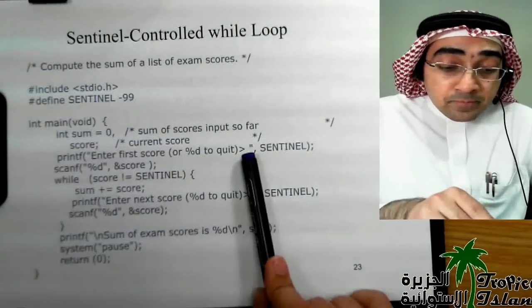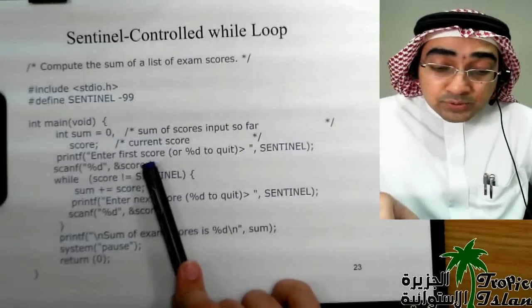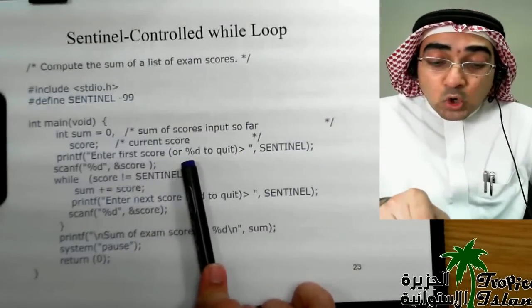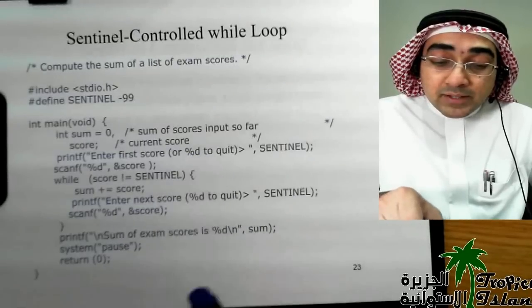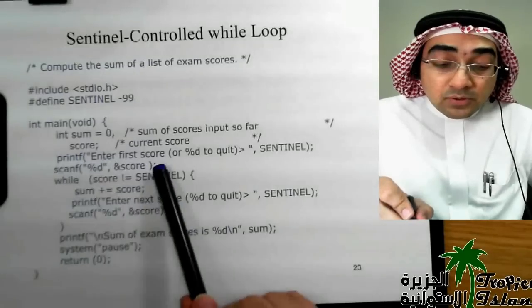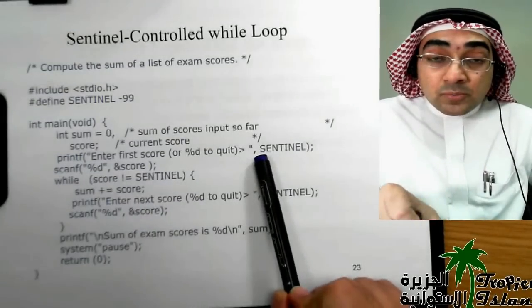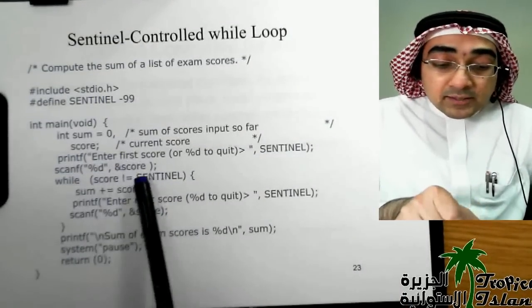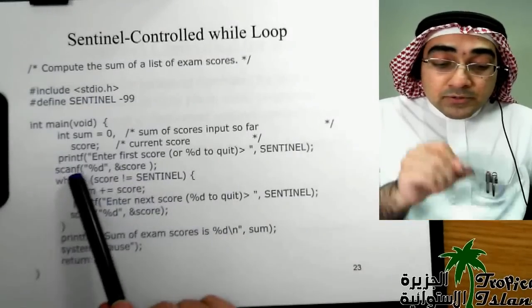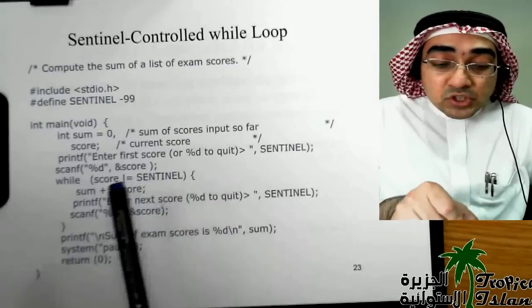Then I prompt the user to input the first score, or %d, which is referring to the Sentinel, to quit, or -99 to quit. That's what's going to be printed to the user. So: enter the first score or -99 to quit. The user is going to enter a number. I'm going to read that number and store it into the variable score, so I use scanf %d, address of score.